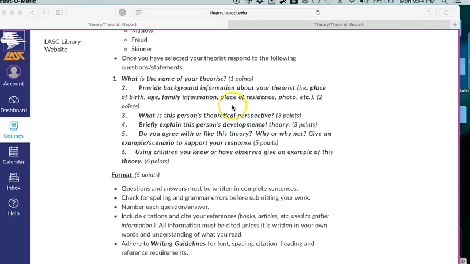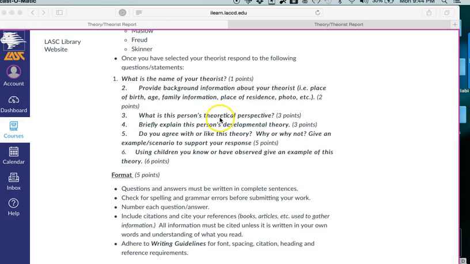Okay, so a lot of them I have not seen one citation and or reference, which means that everything you wrote is your own personal information about this theorist, which half of it I don't even know. So I'm hoping you go back and include citations and references.